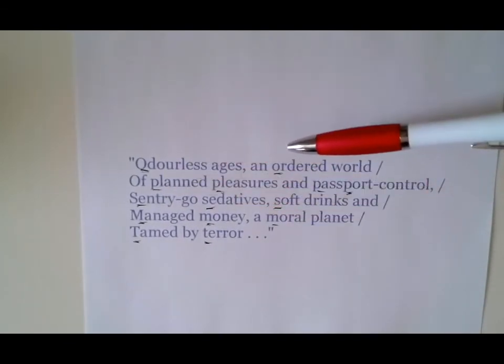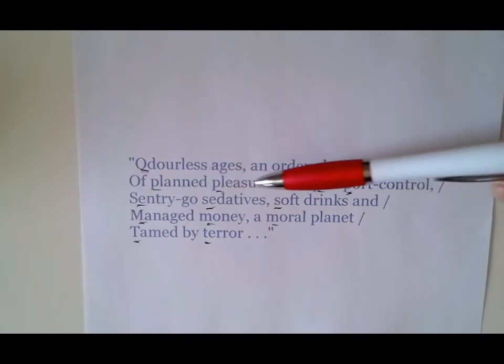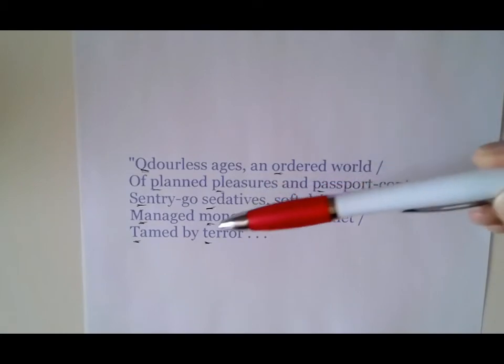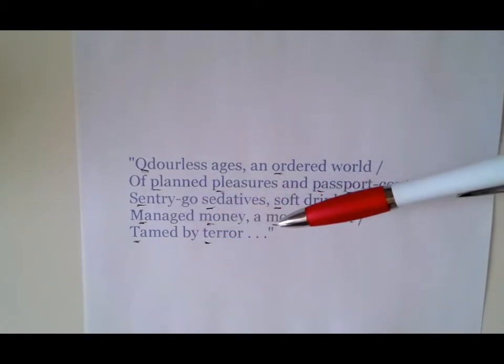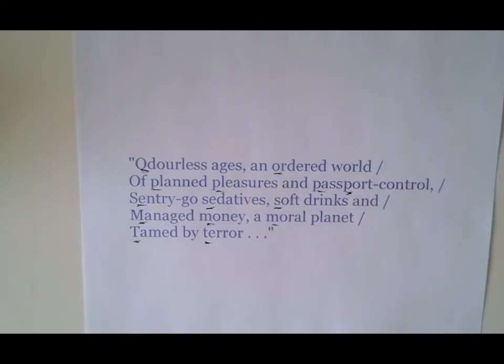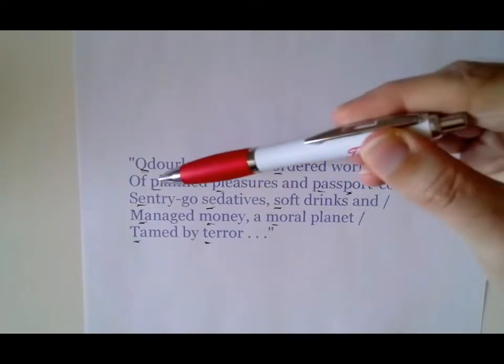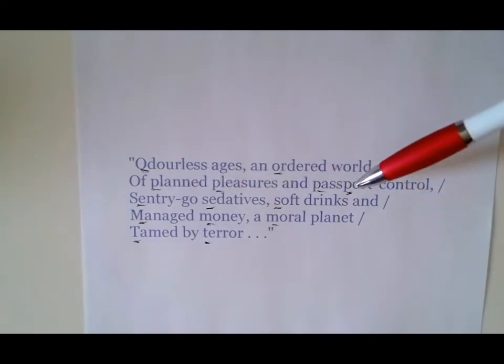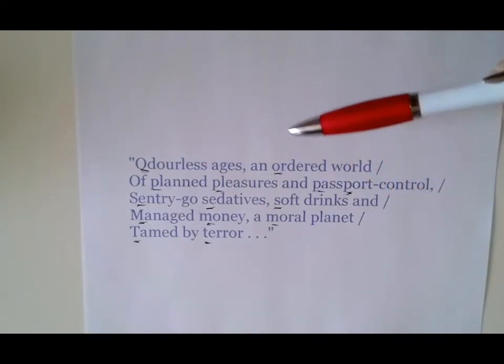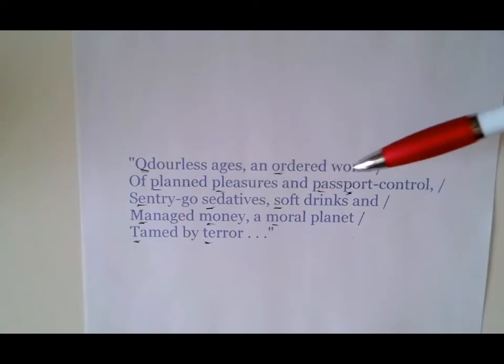Odourless ages, an ordered world of planned pleasures and passport control, centigrade sedatives, soft drinks and managed money, a moral planet tamed by terror. As you can see, Auden uses the same alliterative pattern here. He uses the alliteration to emphasise his disdain, I suppose, and discomfort with the modern world. Odourless ages, an ordered world, planned pleasures and passport control.